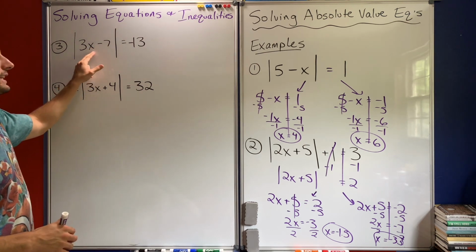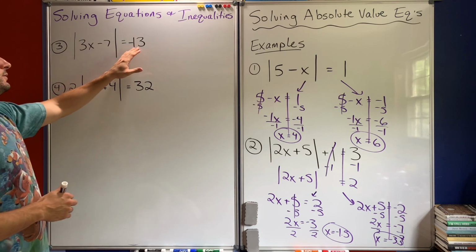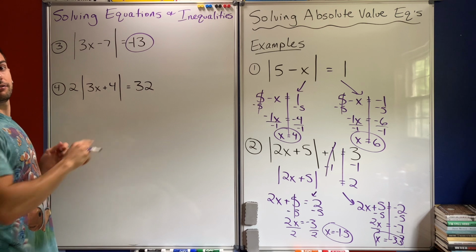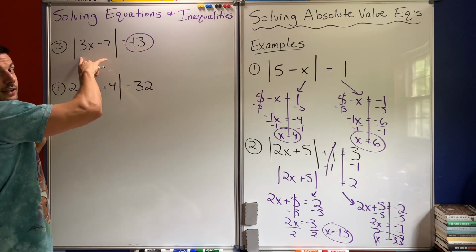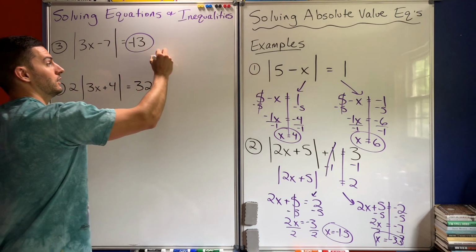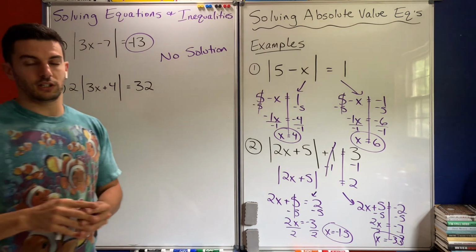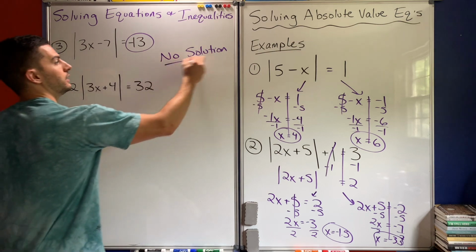Okay, so there's nothing that x could be that I could put in here to make this simplify to a negative 13. So the rule is if you have a negative number that is the answer to, that's saying the absolute value of something equals a negative number, that is no solution. No solution. You can't have an absolute value equal a negative, okay? So just be on the lookout for that.